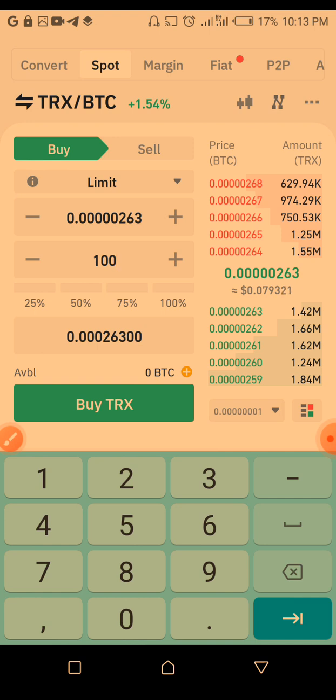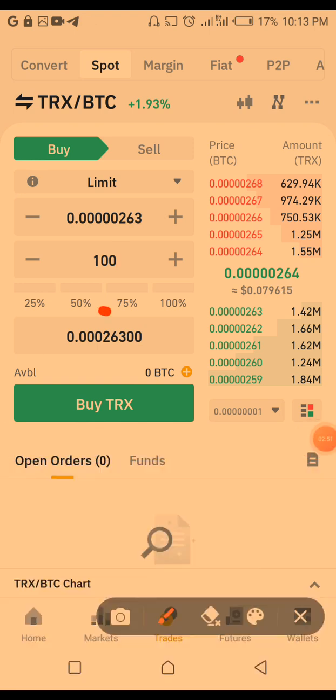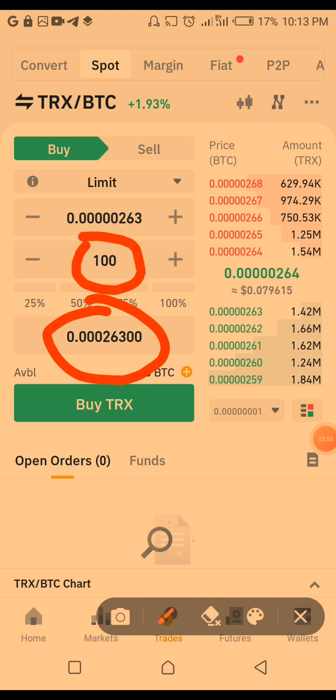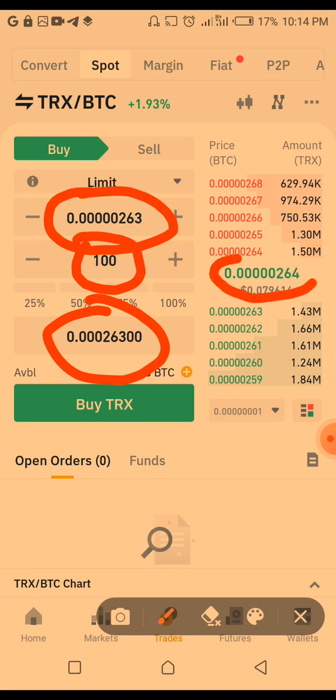So you can see the amount of BTC here, and this is the amount of TRS, and this is the price. You can see the price. Like on this market, if I refresh, this price is going to show in this place. So this is the current price of this particular market.